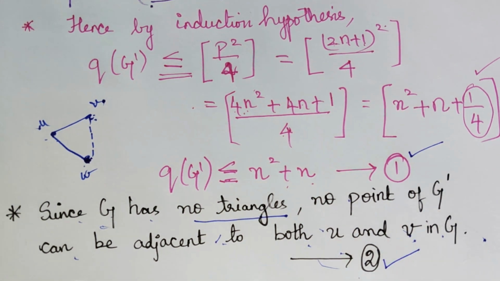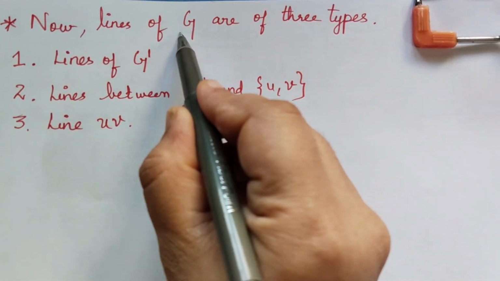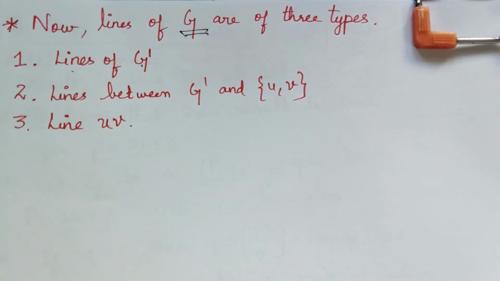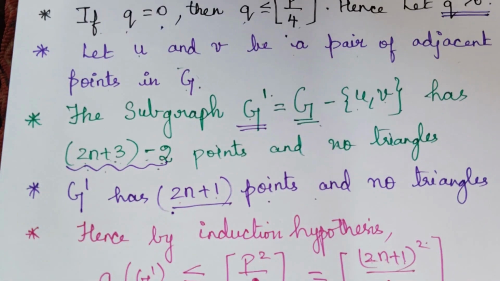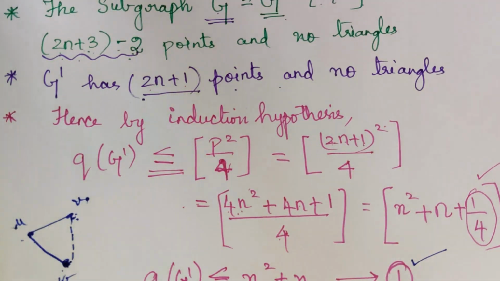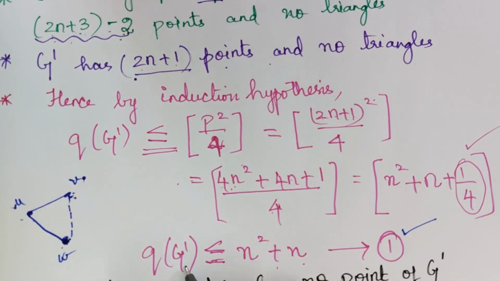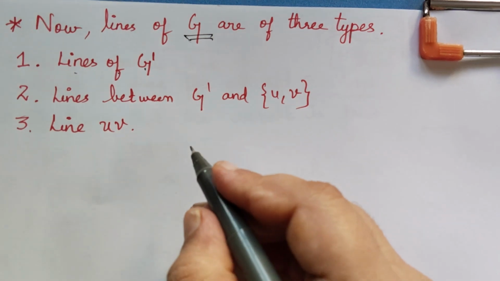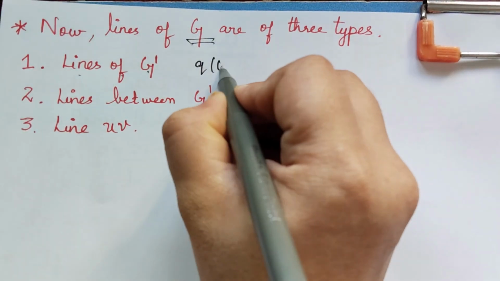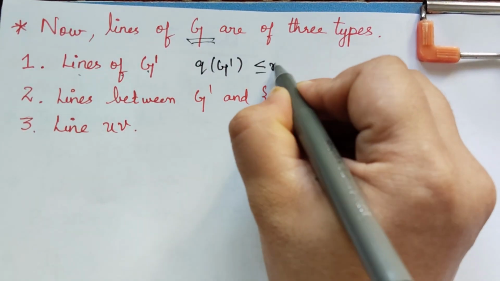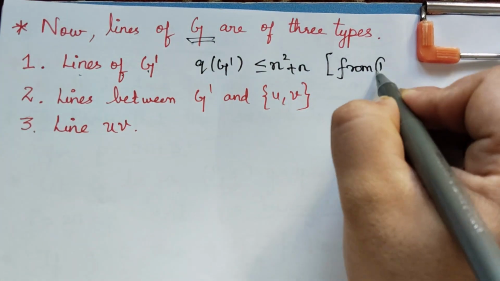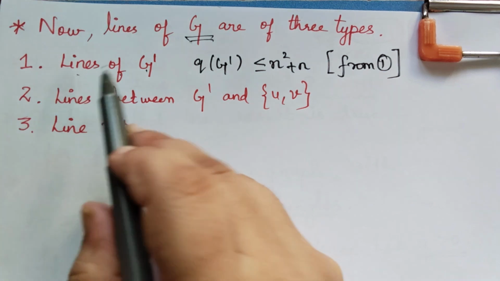Now the lines of the graph G will be of three types. The first one is lines of G dash. We just saw that the lines of G dash, Q of G dash, is lesser than or equal to n square plus n. So from 1 we can say that Q of G dash is lesser than or equal to n square plus n. This is from 1, which we found just now. This is one of the types.